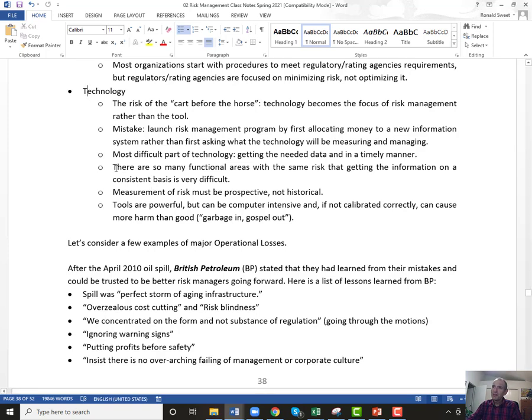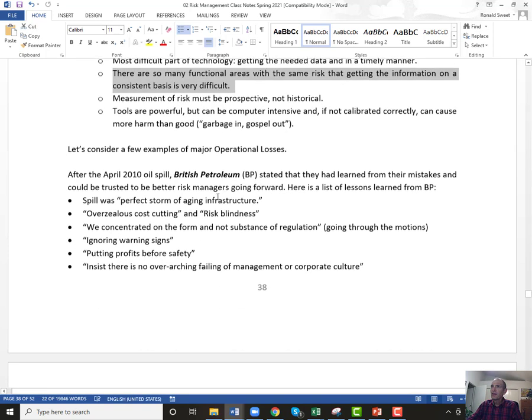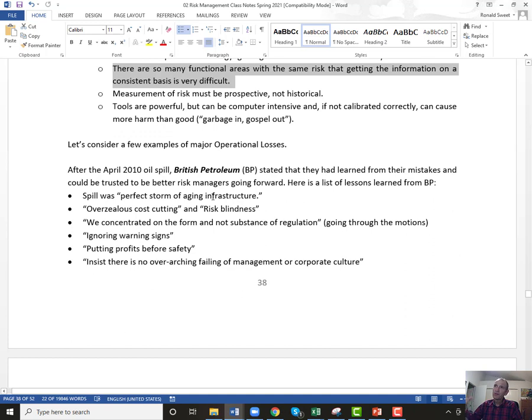And one of the hardest things is consistency of data. You're trying to manage risk from a diverse organization. Everybody has their data in different ways. So the technology might just be making sure you can collect the data. I had to do a lot of really manual things in my career simply because we didn't have an automated way of doing it. Hopefully that's been fixed now as technology's gotten better. Your measurement of risk needs to be prospective. You can't just constantly be looking in the rearview mirror. And again, remember the gospel in, garbage in, gospel out.